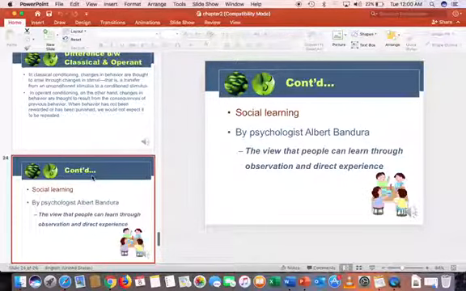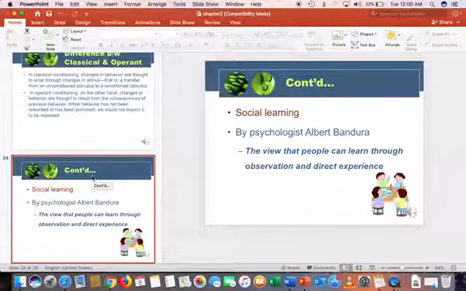Social learning theory was presented by a psychologist called Albert Bandura. He says that learning is not only in the class or by training. He says that learning can be done through observation and direct experience, sharing with people, being social.